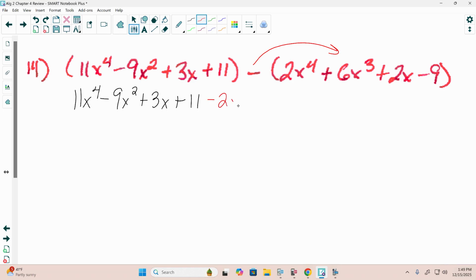Our 2x to the fourth is going to become negative 2x to the fourth. Our positive 6x cubed is going to become negative 6x cubed. Our positive 2x is going to become negative 2x. And the negative 9 is going to become positive 9. We've got to multiply that negative through. And after we multiply that negative through, we're just going to combine like terms just like we did with addition.